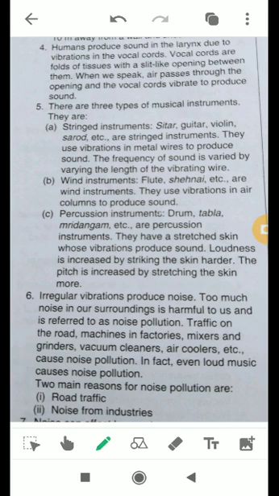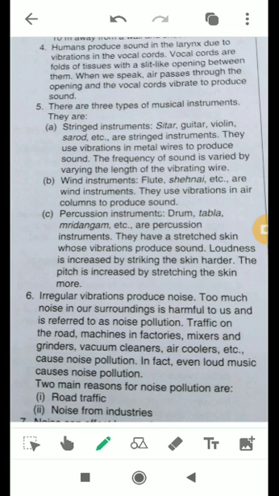Third is the percussion instrument. Drum, tabla, mridangam, etc. are percussion instruments. They have a stretched membrane whose vibration produces sound. Loudness is increased by striking the skin harder. The pitch is increased by stretching the skin more.